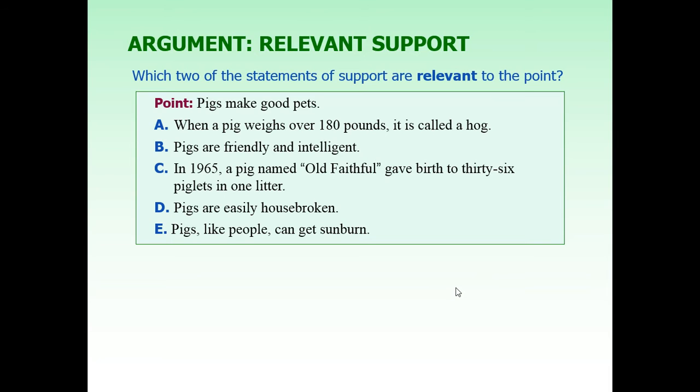So 2 of these that support the idea of pigs make good pets are B and D. A, C, and E are really just informational. They're just giving you some information about pigs, but they're not providing you logical support as to how pigs make good pets.